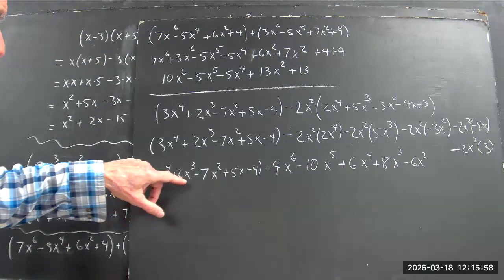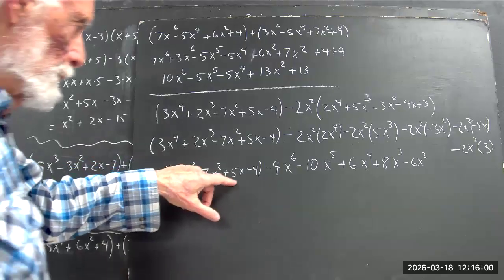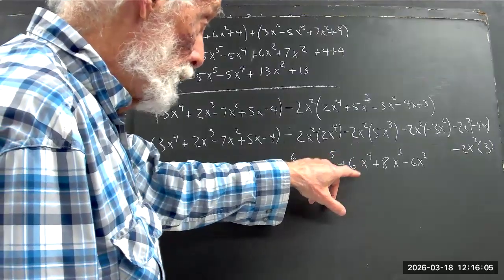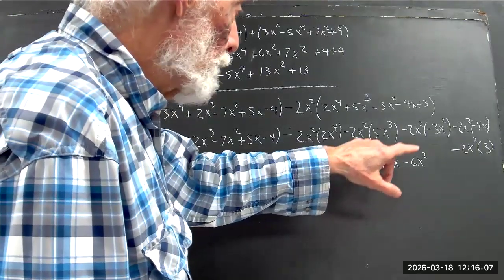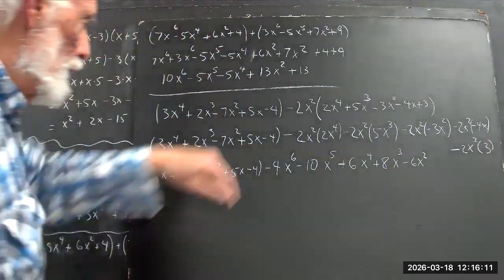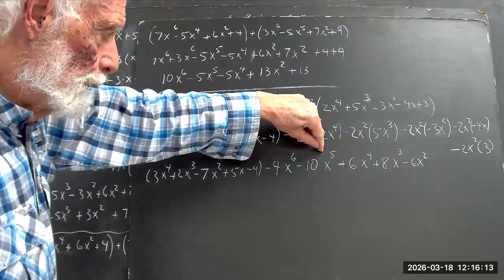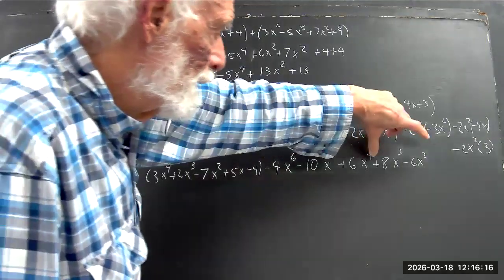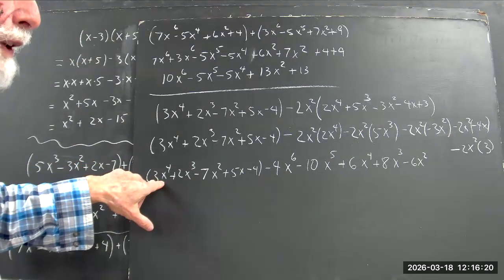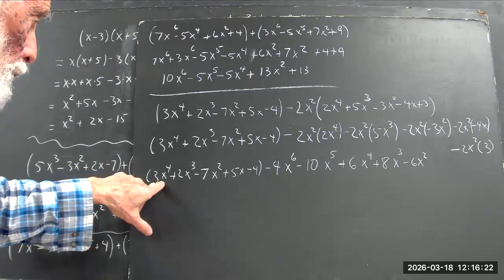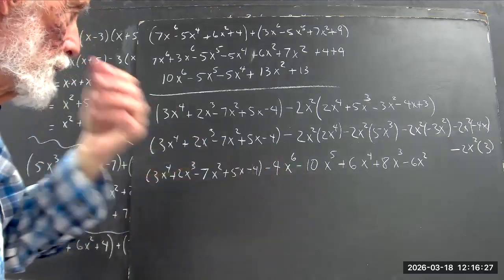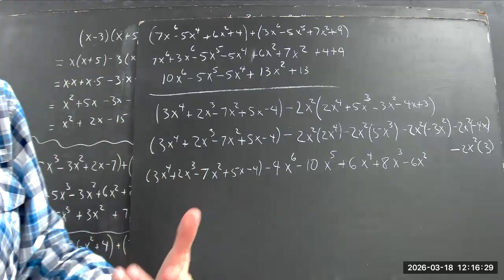We've got our 3x to the 4th plus 2x cubed minus 7x squared plus 5x minus 4, minus 4x to the 6th minus 10x to the 5th plus 6x to the 4th plus 8x cubed minus 6x squared. Looking at that, I see that I've got an x to the 6th and an x to the 5th term in my second polynomial. The leading term in the first polynomial is a 3x to the 4th. So I'm going to write out my x to the 6th, x to the 5th terms first.